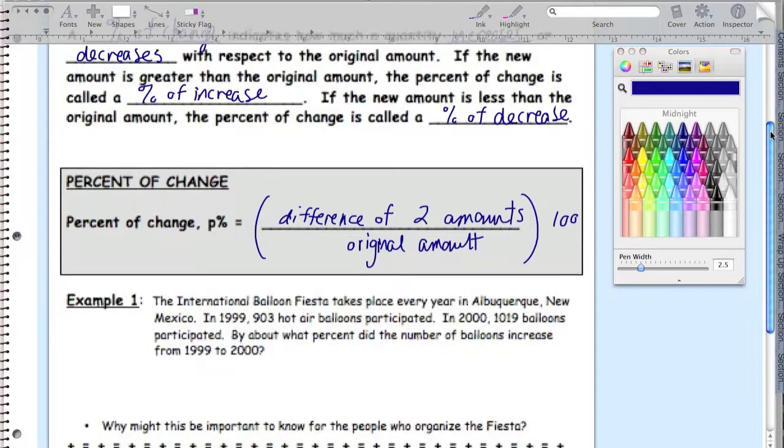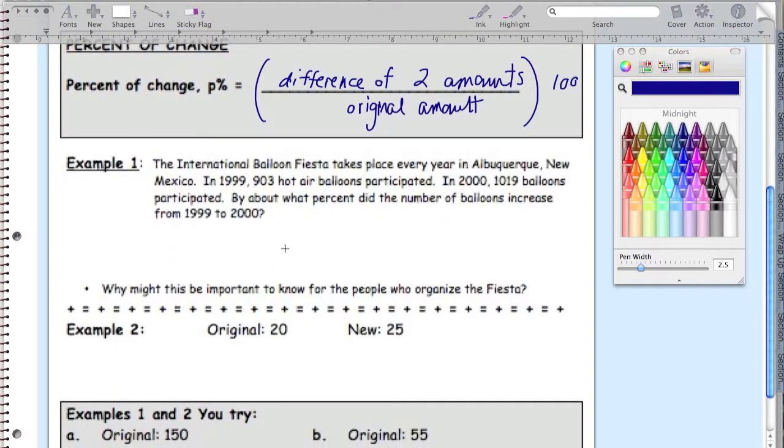So let's try some, because like always, once you actually do it, the formula makes a lot more sense. In example 1, the International Balloon Fiesta takes place every year in Albuquerque, New Mexico. In 1999, 903 hot air balloons participated. In 2000, 1,019 balloons participated. By about what percent did the number of balloons increase from 1999 to 2000?